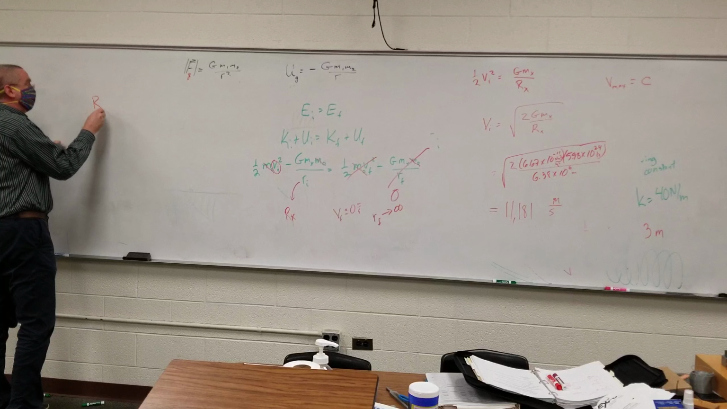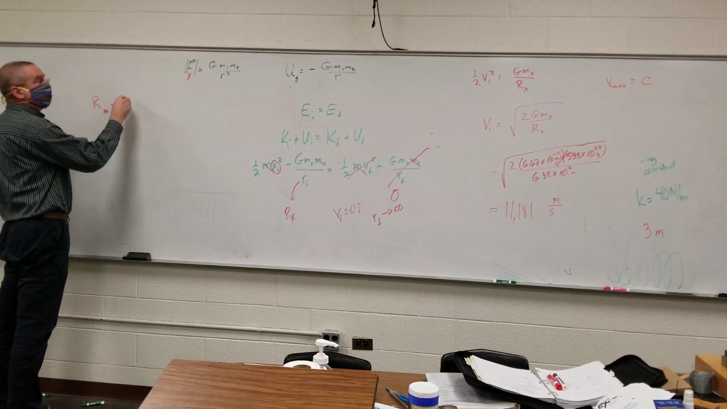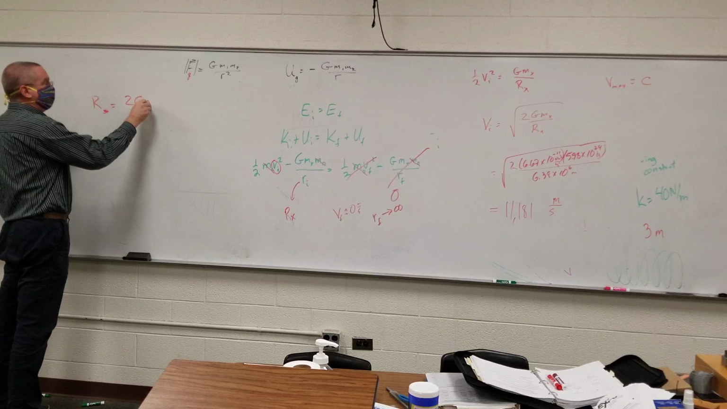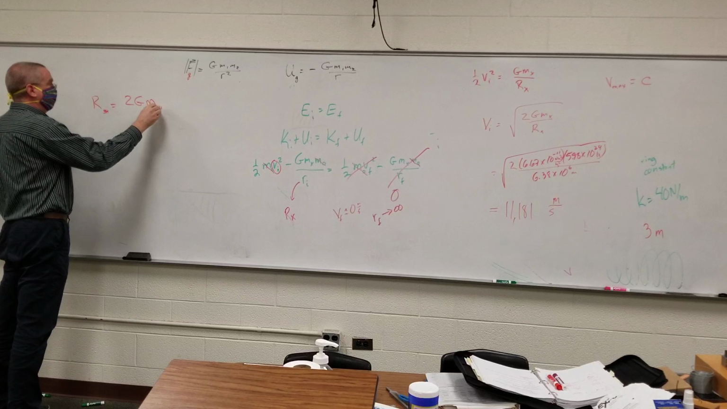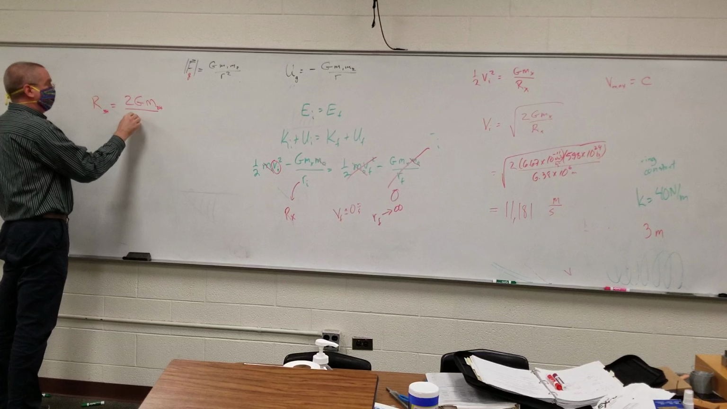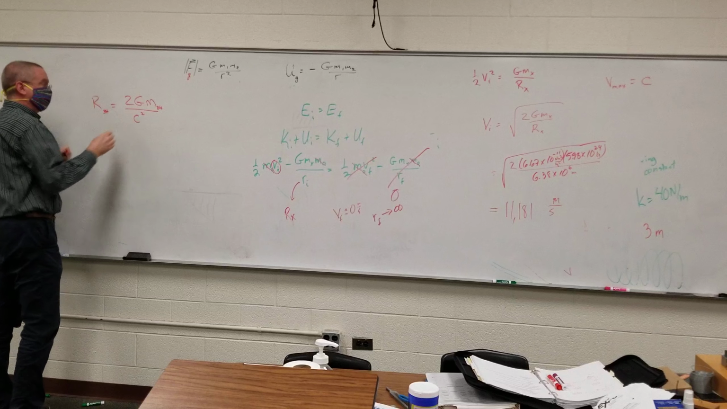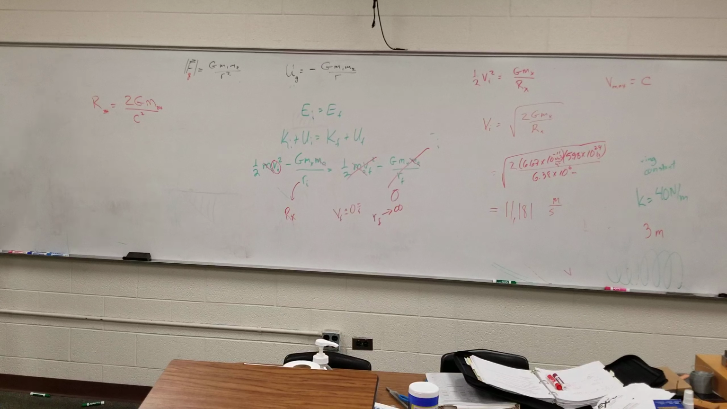So radius of black hole is equal to 2 big G mass of the planet, or mass of black hole, divided by speed of light squared. Plugging in the maximum speed. In other words, traveling at that speed, you're right at the border between what can escape and what cannot.